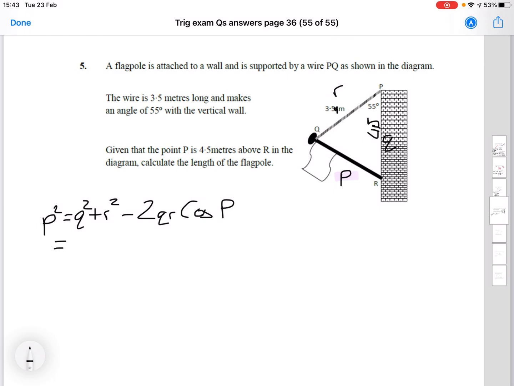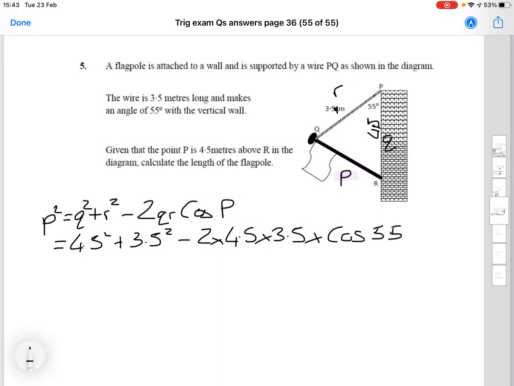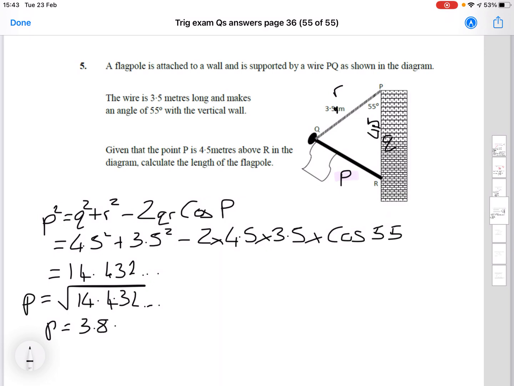Filling this in now, we have 4.5 squared plus 3.5 squared minus 2 times 4.5 times 3.5 times cos 55. When we do that in the calculator, we're going to get 14.432... So for P, we're going to square root that answer. So our side P, we're going to get 3.8 metres.